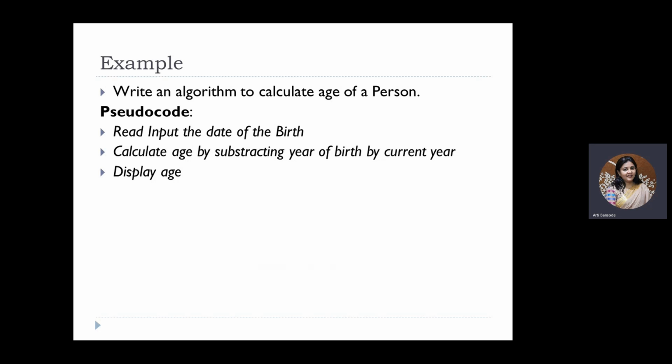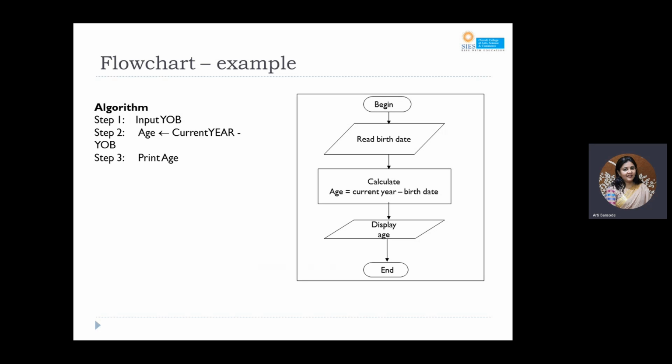So now in the pseudocode I've written it as read input the date of birth. Calculate the age by subtracting the year of birth from the current year and display age. Very simple. The algorithm is input year of birth. You can take the date of birth also. Then step number 2 is age is current year minus the year of birth. And step number 3 is printing the age.